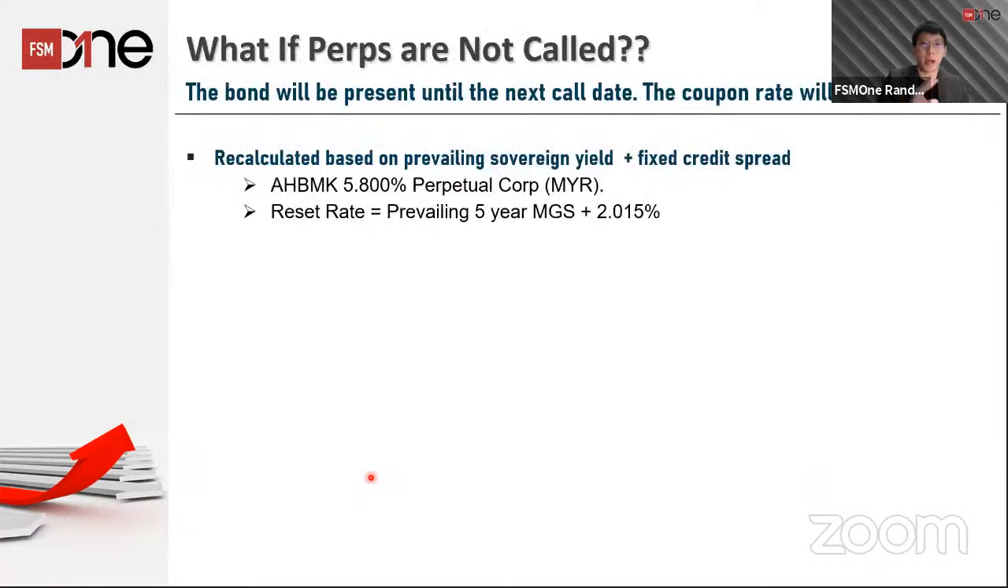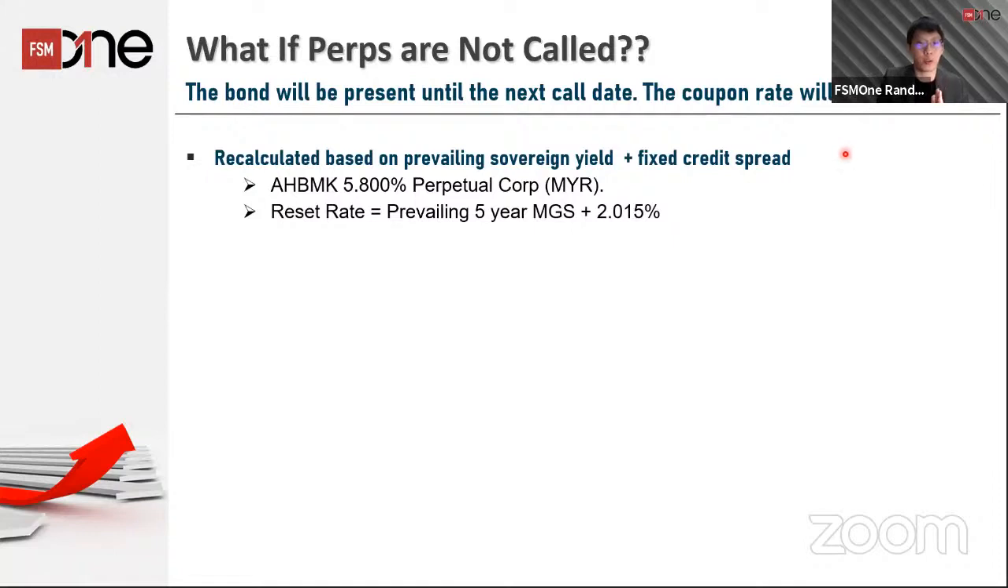So up to this point, you might have questions: what if the issuer of the perpetual bond that I'm holding decides not to redeem the bond on the call date? What will happen? Technically, if the issuer chooses not to redeem the bond, the bond will still exist until the next call date, when the issuer makes their decision again. But before that, the coupon rate will be revised in one of two ways.